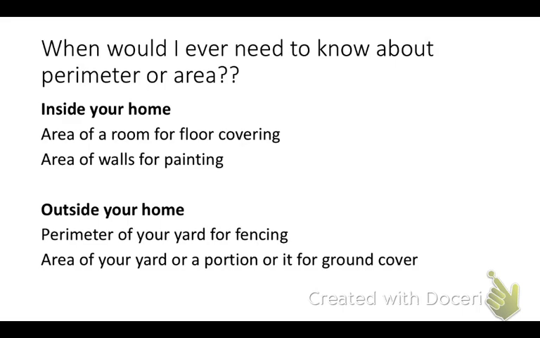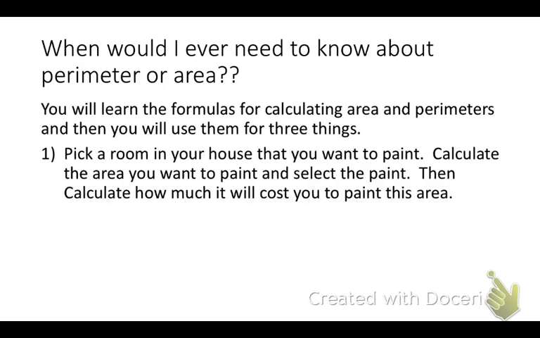Outside your home, you can use perimeter if you're going to fence your yard or a section of your yard, and you need area of your yard or a section of your yard if you're going to put down any sort of mulch or other sort of ground covering. So we're going to start off, and you're going to learn the formulas for calculating area and perimeter, and then we're going to do 3 things.